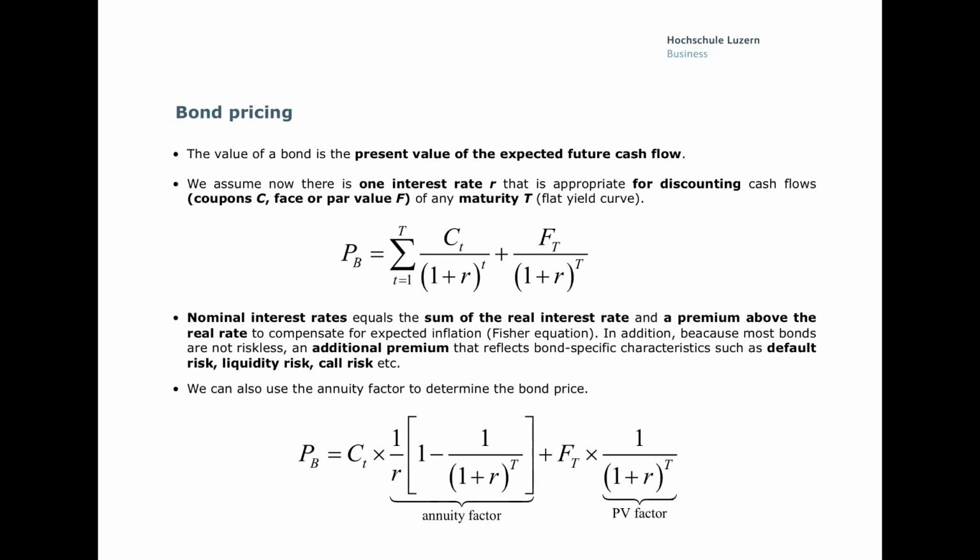A shortcut way to value a bond is using the well-known annuity formula, which is defined as coupon payments times the T-year annuity factor. To obtain the present value of the bond, we simply have to discount the repayment of the face value in year T by the corresponding discount factor, which is simply 1 divided by (1 plus R) to the power of T, and add it to the present value of the annuity.